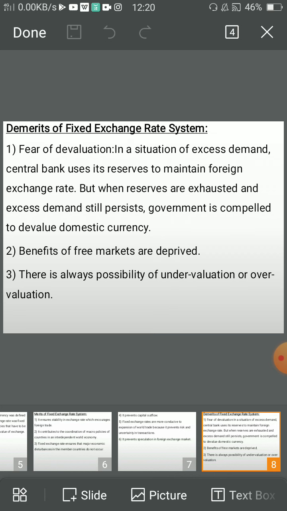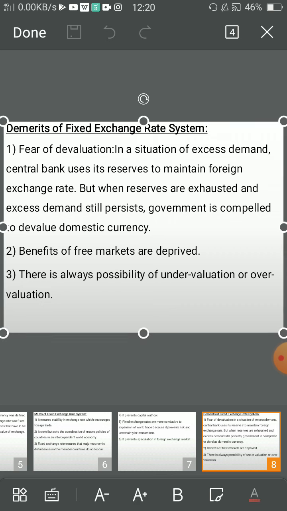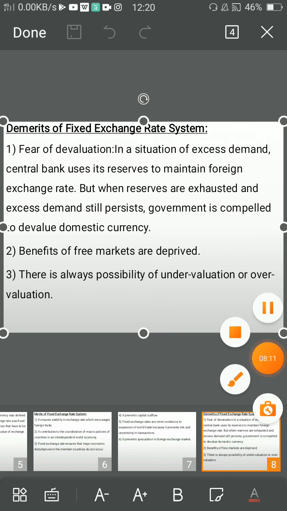Benefits of free markets are deprived. Under the fixed exchange rate system, the exchange rate is fixed, so the benefits of free markets are deprived. There is always the possibility of undervaluation or overvaluation of currencies.